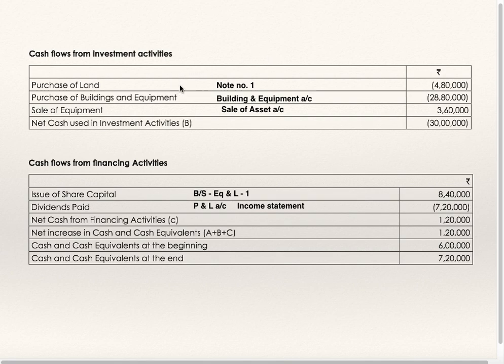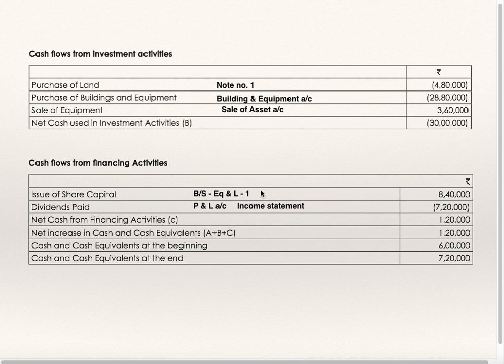Cash flow from investment activities, purchase of land, this I have already discussed. Note number 1. Closing balance of land minus opening balance of land is land purchased. This is outflow of cash, so written in negative. Building and equipment purchased 28 lakhs 80,000. Outflow written in negative. Sale of equipment, we have prepared sale of asset account and found out 3,60,000 as balancing figure. As equipment is sold, this is inflow, so written in positive. So cash flow from investment activities is 30 lakhs negative.